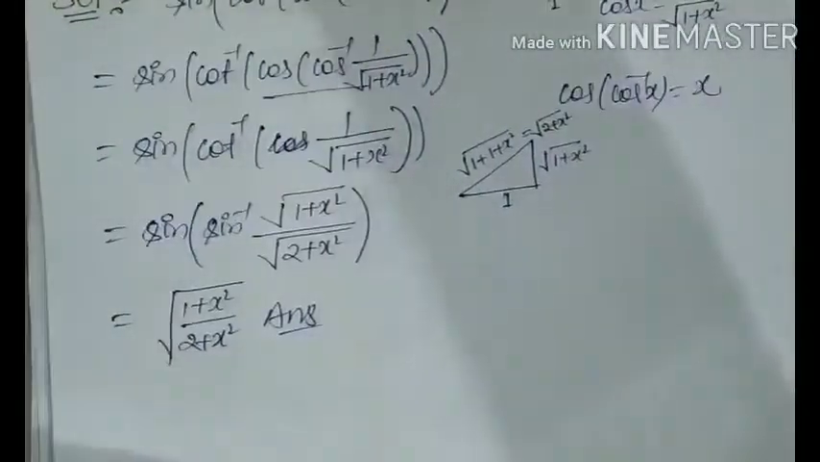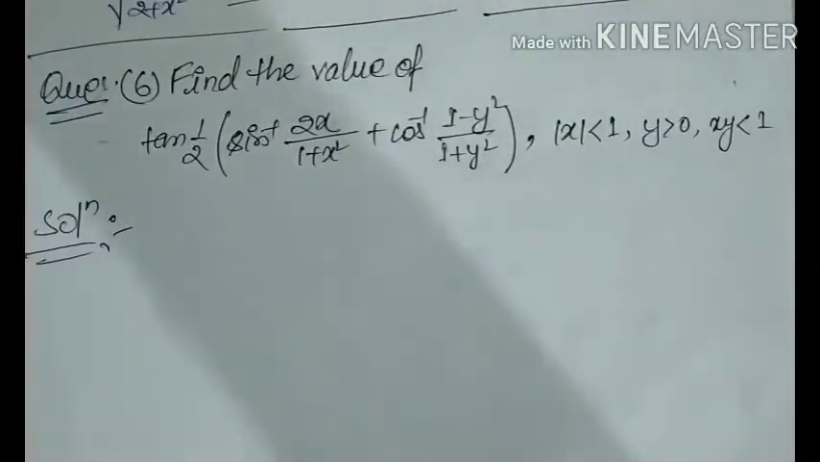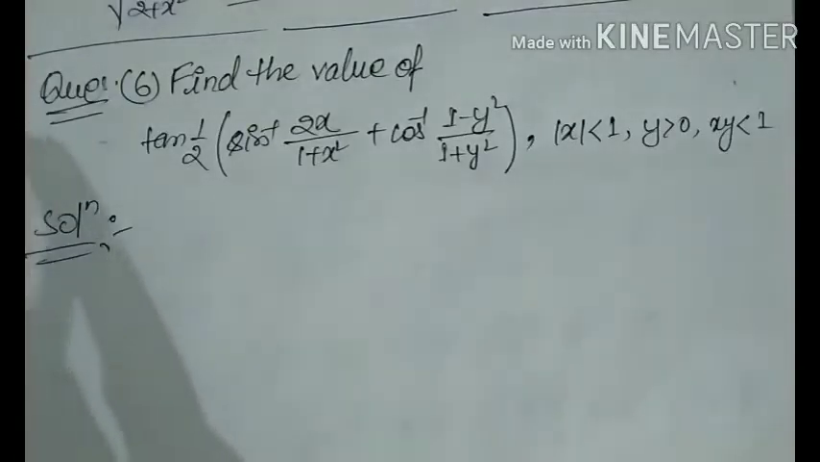Next question, question number 6. Find the value of tan of 1 by 2 of sine inverse 2x upon 1 plus x square plus cos inverse 1 minus y square upon 1 plus y square, and the given condition is mod x is less than 1, means the value of x is in between minus 1 to 1, and y is greater than 0, means y will be positive, and the product of xy is less than 1.